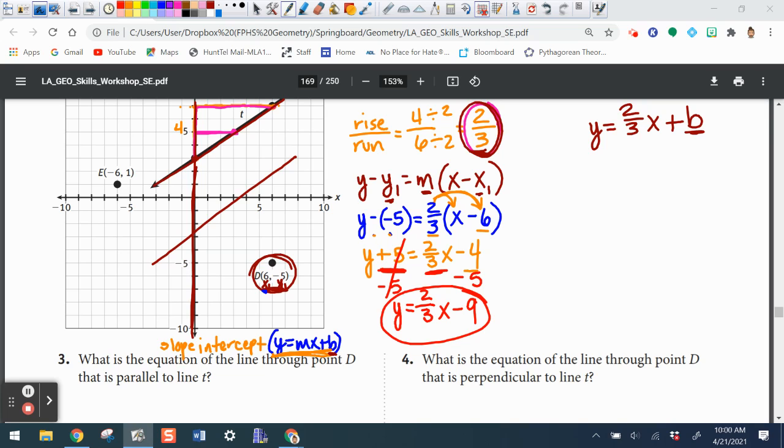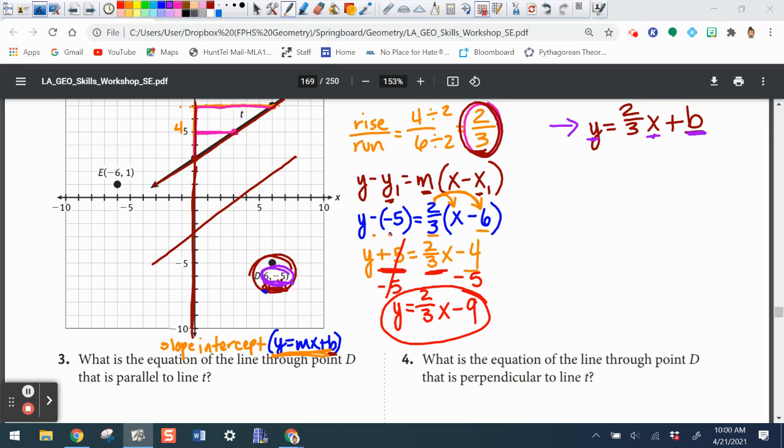Well, if point D falls on this line that we're trying to write the equation of, then this coordinate should satisfy this y and x. Right now our goal is to solve for b, but we have three variables missing. If I substitute x and y of this equation with 6 and negative 5, the only variable I will have left is b. So I will be finding the y-intercept of the line through point D that is parallel to line T. So that's what I'm going to do.